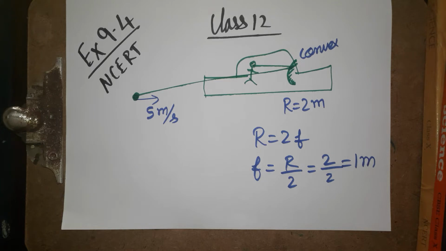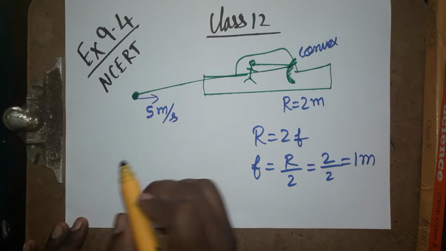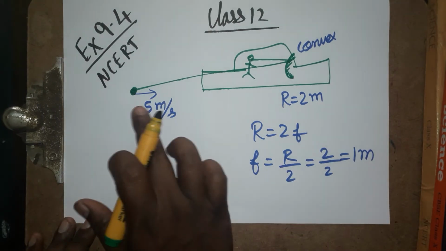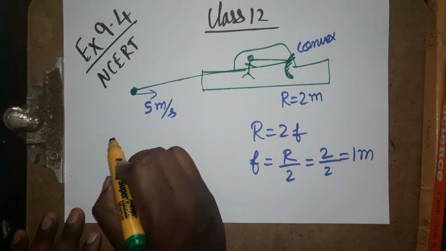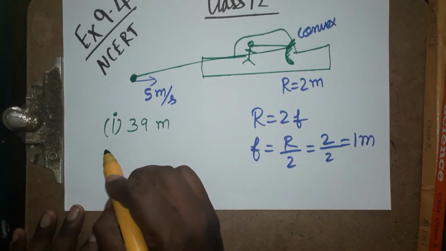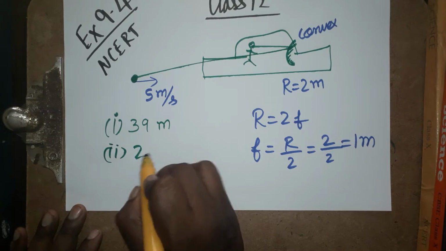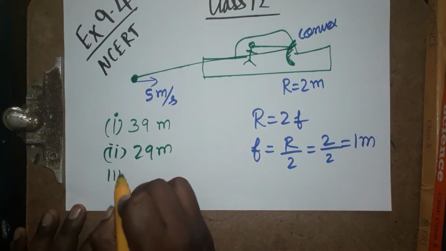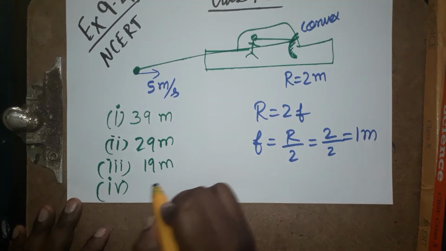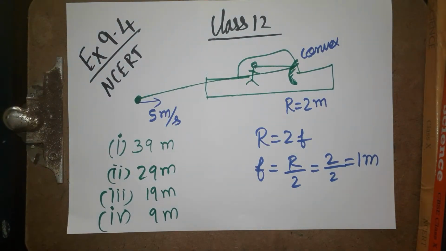They want the velocity of the object at different positions. The object is moving at 5 meter per second, and they have given the positions also. First they gave 39 meter, second 29 meter from the convex mirror, so that's going to be the object distance, 29 meter. Third is 19 meter, and fourth is 9 meter. So at these particular locations, what is the velocity of the object?